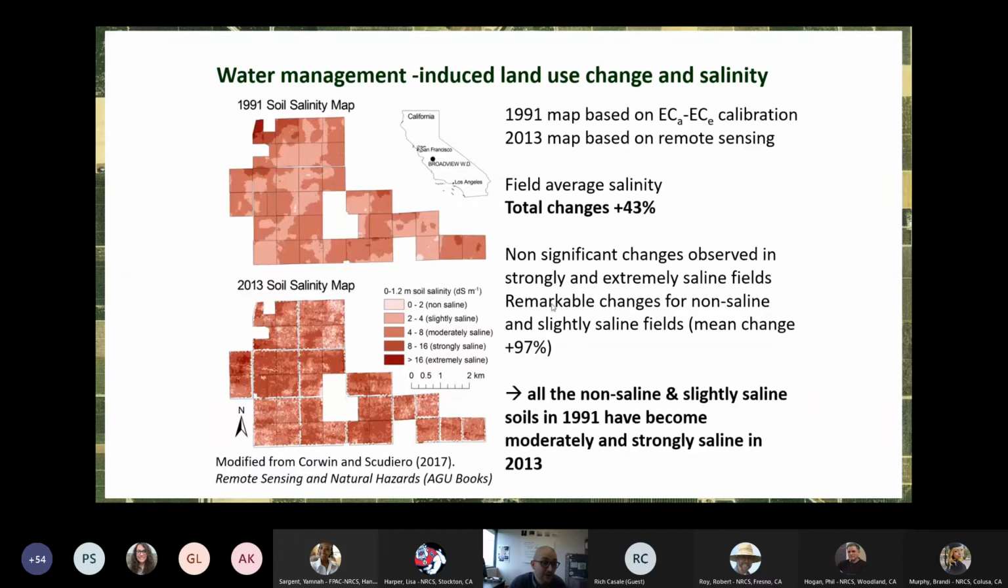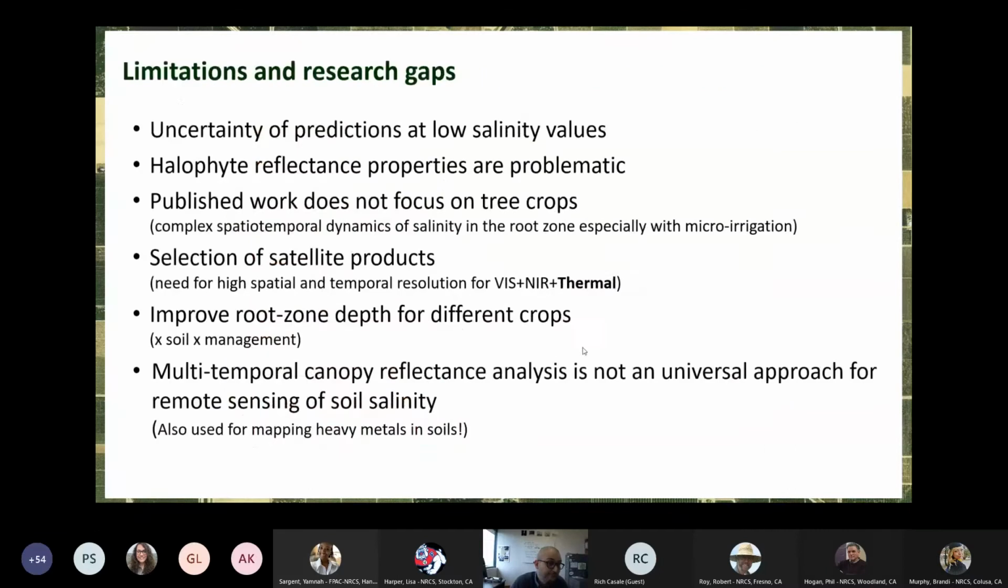This is reflected by a survey that the Salinity Lab did in 1991, compared to the remote sensing predictions from 2013. What we can see is that total salinity increased by 43%. What's most relevant here is that all the very good quality soils that were non-saline and slightly saline in 1991 have become moderately to strongly saline in 2013. So in a span of 20 years or so, the quality of soil degraded to a very significant extent.